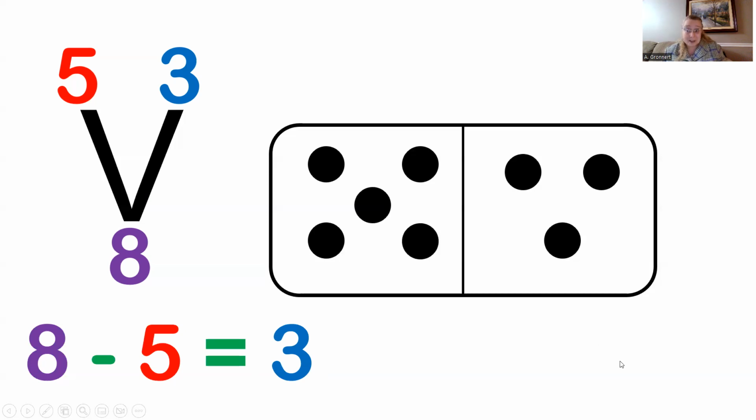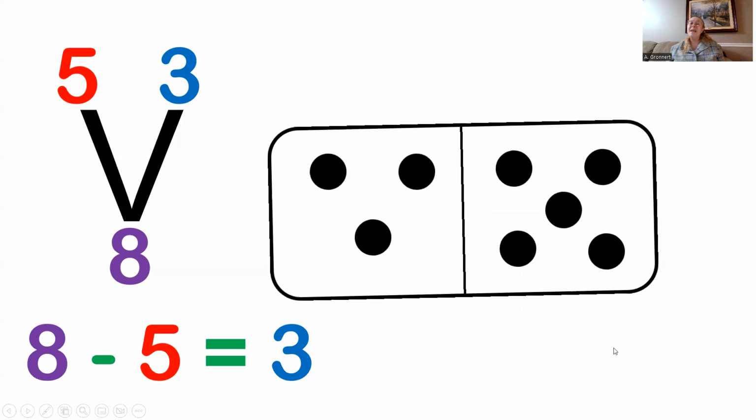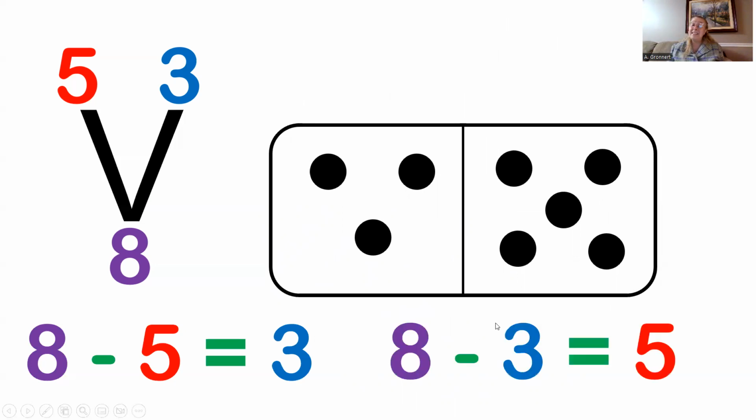Now let's make the related subtraction equation for this domino. Let's go ahead and turn it around. Now our parts have switched. They're on different sides. So we can write our subtraction equation as 8 take away 3 equals 5. Remember, we always start with the total or the biggest number when we write our subtraction equations.